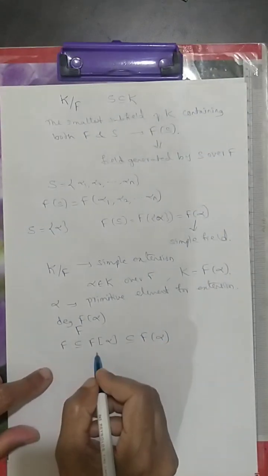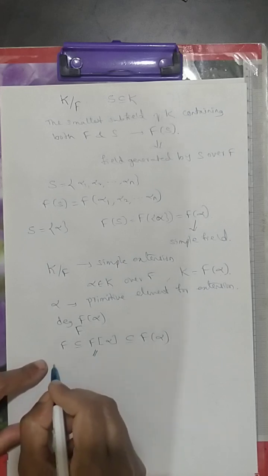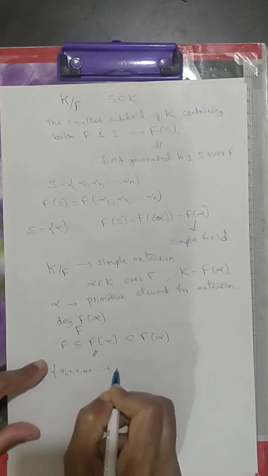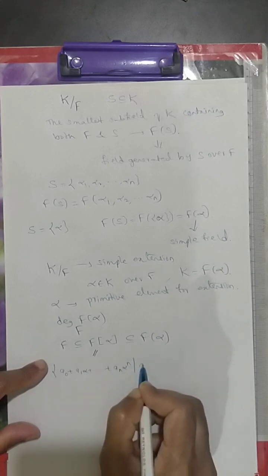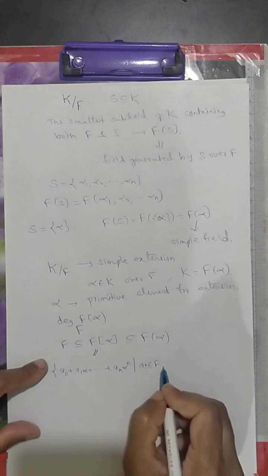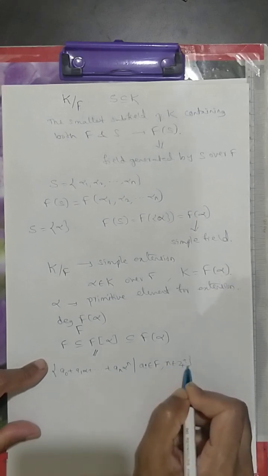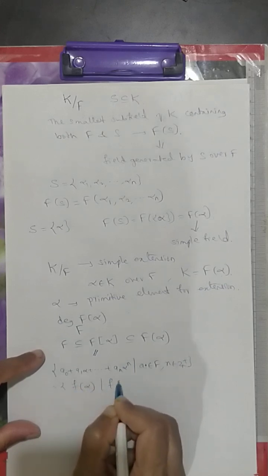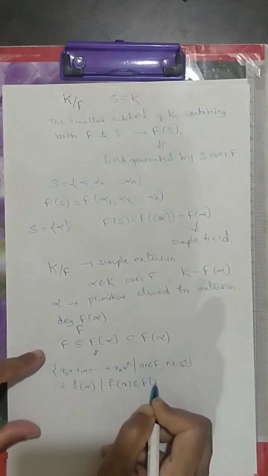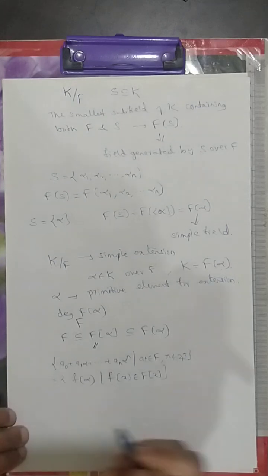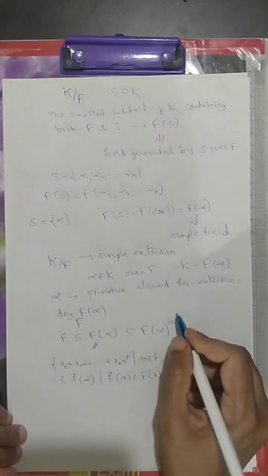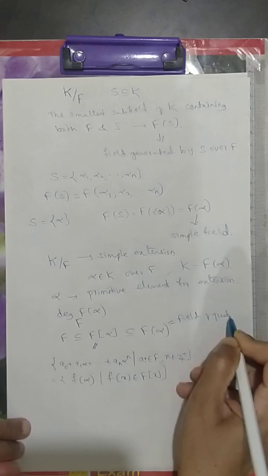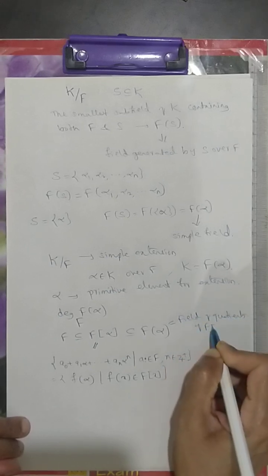Okay, so what are the elements of this ring? It is a0 plus a1 alpha and so on, an alpha power n, where each ai is an element of F and n is a positive integer. So I can write this as F[alpha] equal to f(alpha), where f(x) belongs to F[x], the ring. And what are the elements of F(alpha)? What is this actually? It is the field of quotients of this ring F[alpha].